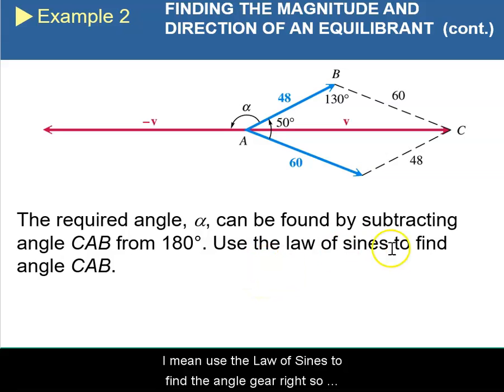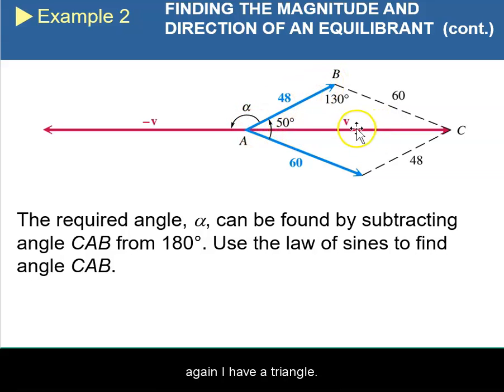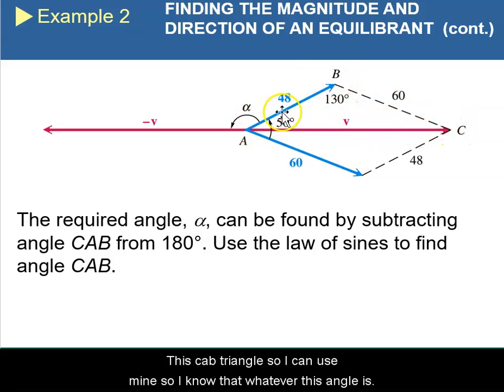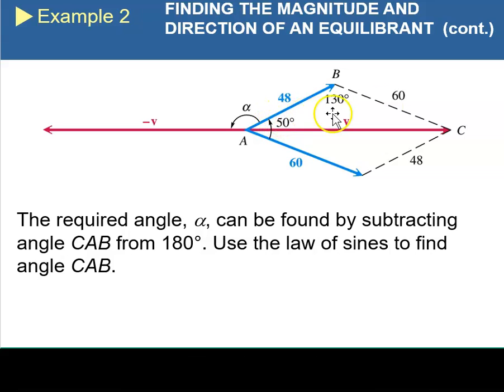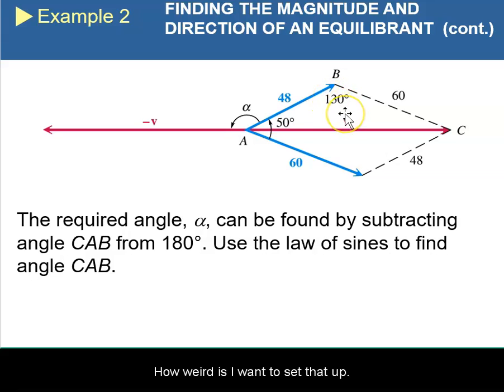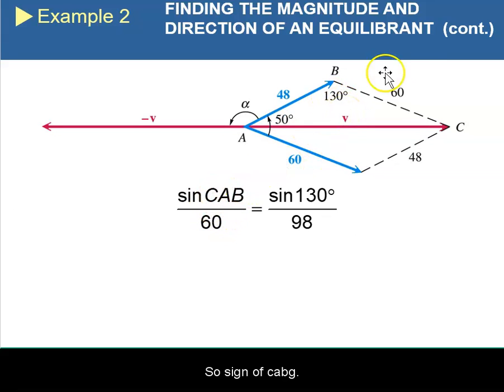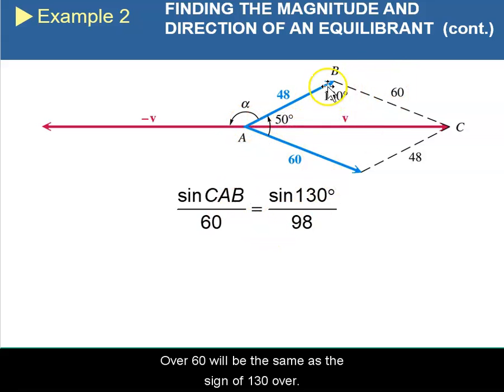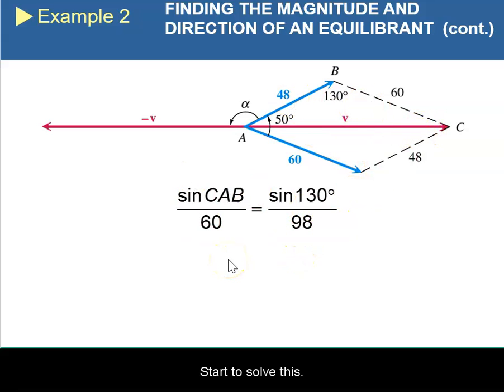So I'm going to use the law of sines to find this angle here. Again, I have a triangle, this CAB triangle, and so I can use, in this case, the law of sines. So whatever this angle is over 60, or 60 over sine of this angle, would be equivalent to sine of 30 over b, or however I want to set that up. So sine of CAB over 60 will be the same as sine of 130 over the length 98 here. And I can start to solve this.